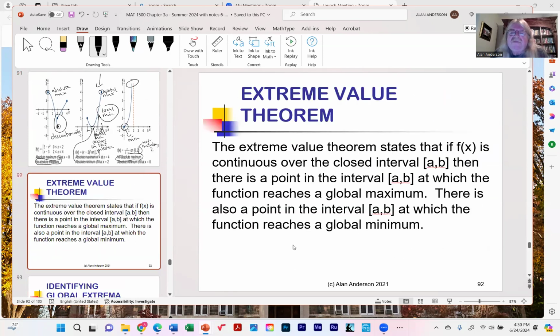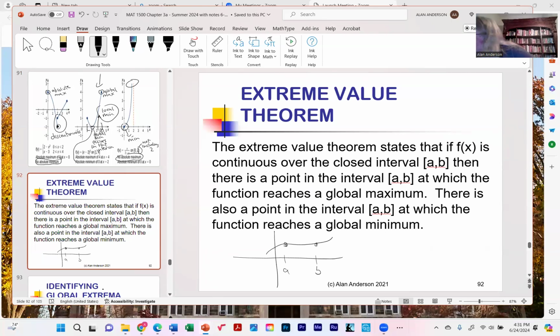All right, here we go. Extreme value theorem. So imagine we've got a function that's continuous over some interval. And this is the closed interval, by the way. It says there must be somewhere in there where this function reaches a global maximum and a global minimum, even if that has to be the endpoints.